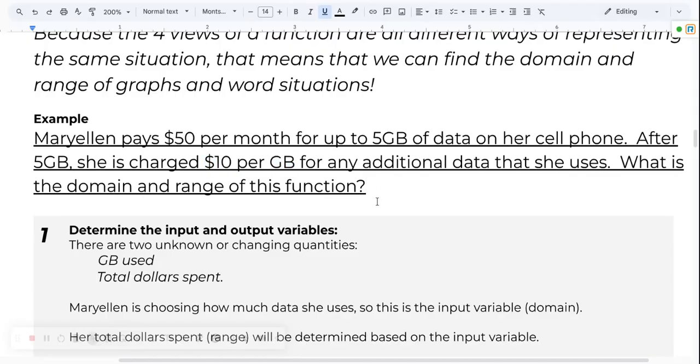The first thing we need to do is define the variables. There are 2 variables in this situation. We have how much data she is using, the number of gigabytes used, and how much money she has to pay, the total dollars spent. The independent variable, the variable that Mary Ellen can choose, is how many gigabytes of data she uses. And the total dollars spent is dependent upon the number of gigabytes.